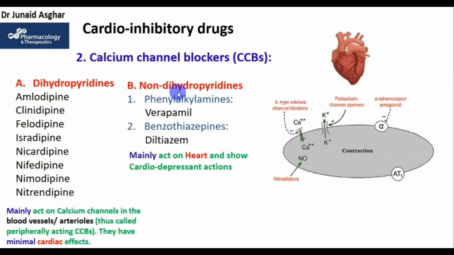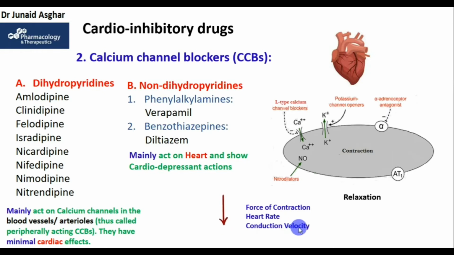Now these non-dihydropyridines, which are more cardioselective, will block these L-type calcium channels and thus prevent the contraction of the myocardium. In other words, they will promote cardiac relaxation. Thus there will be a decrease in force of contraction, heart rate and conduction velocity, and this way the blood pressure will be reduced.